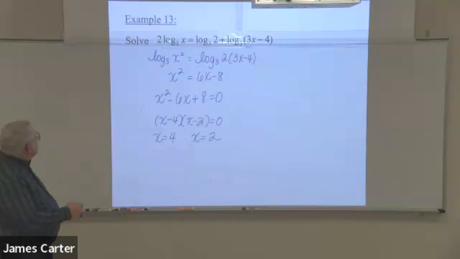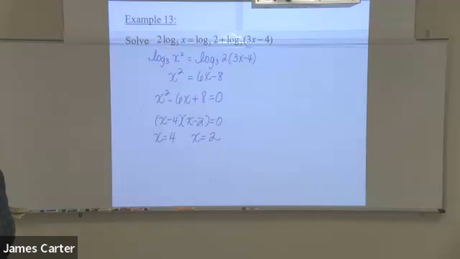So we got to go up and check them. Okay. If I put a 4 there, I'm okay. If I put a 4 there, I get 12 minus 4 is 8, so I'm okay. If I try the 2 there, I'm okay. And if I try 2 there, I get 6 minus 4. So I'm okay there also. So both of those are solutions to this problem. Questions on this one?